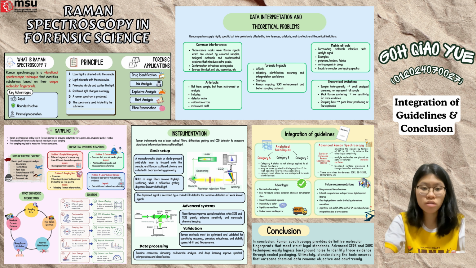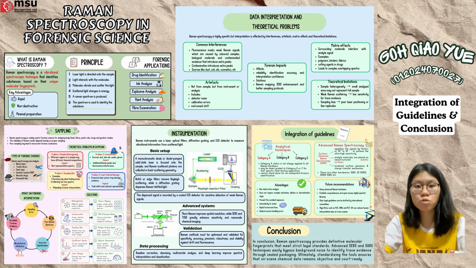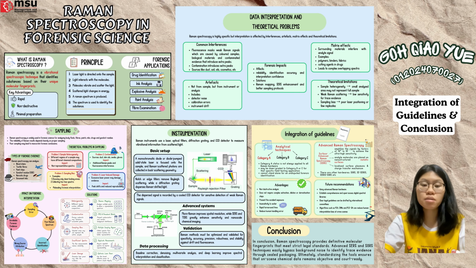Let's begin with the regulatory integrations. In forensic chemistry, analytical results must meet criteria that are admissible in court. Under the framework of SWG and also ASTM, the analytical methods are divided into three categories, which are A, B, C. Traditionally, Raman spectroscopy is designated as a category A technique because it gives a direct result, which is the molecular fingerprint.